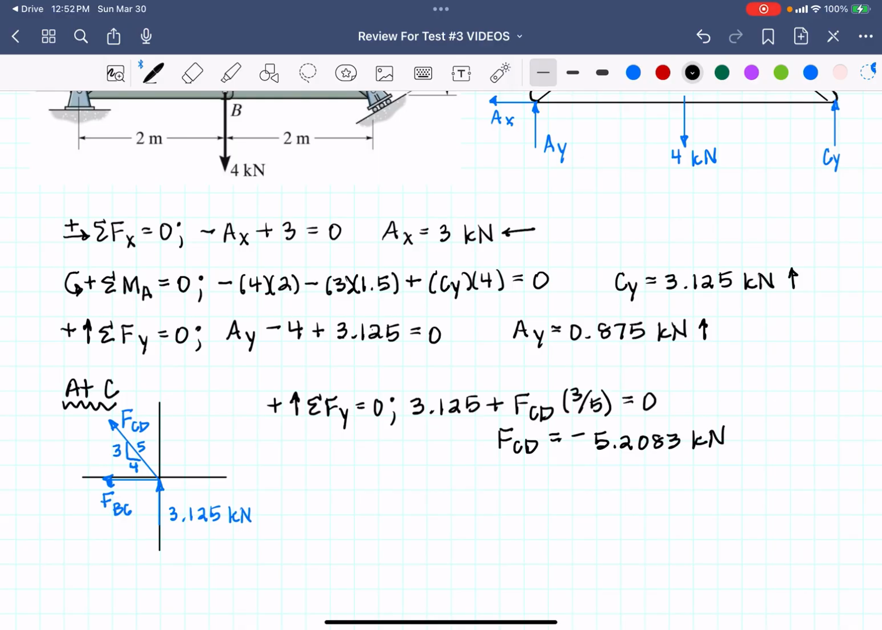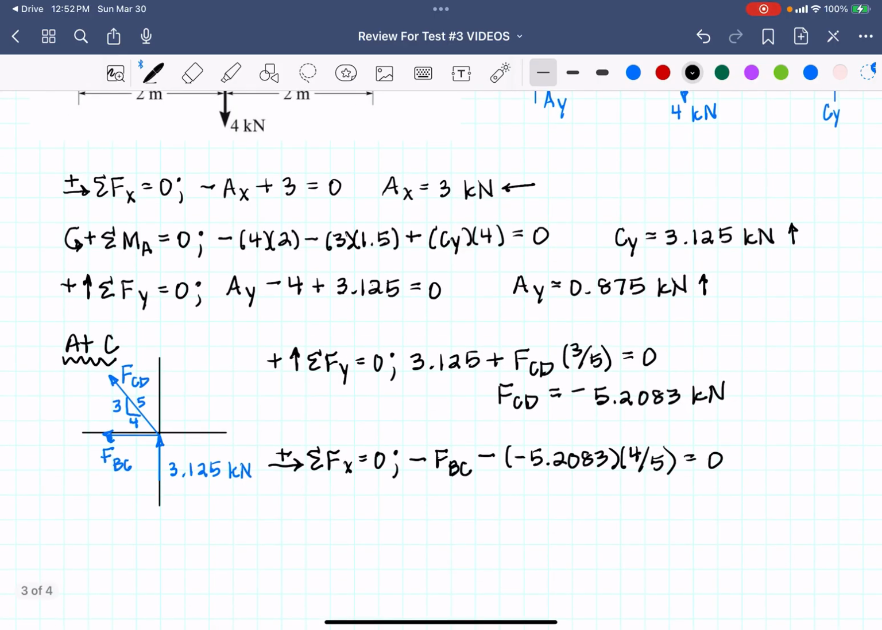And now I can sum my forces in the x direction equals 0, and I'm going to have negative FBC, and in my drawing I said FCD was negative, but remember it is also negative, which means it is going to come out being positive, and its x component is 4/5 equals 0. So FBC is actually going to be positive.